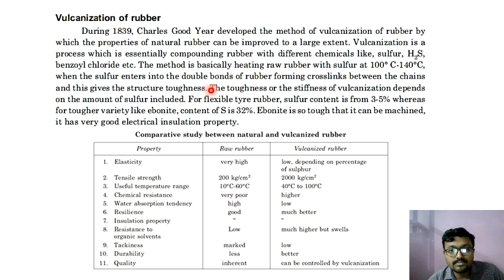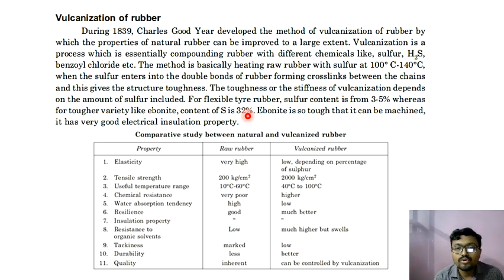What is this? In this process, the natural rubber is heated with sulfur. Now we can use different types of sulfur, different percentages of sulfur. If we use a lower percentage of sulfur, the rubber will be less vulcanized. If we use a higher percentage of sulfur, the rubber will be much more vulcanized. Now the amount of sulfur depends on our purpose.